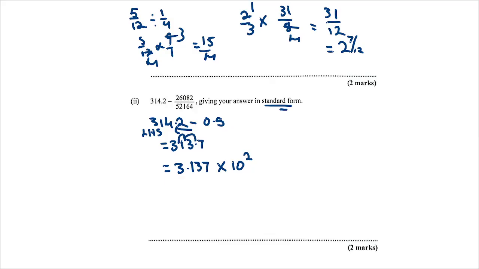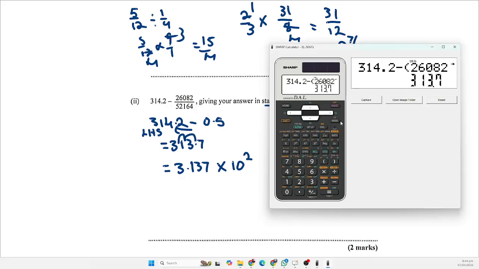Now, please note your calculator can put your answers in standard form. Right? I believe, is it mode? No, it's not mode. It's setup. Right? And you're looking for FSE, which is 1. And the other name for standard form is scientific notation. So if I have 313.7 and I press equal, it's giving me in standard form or scientific notation: 3.137 multiplied by 10 to the power of 2.